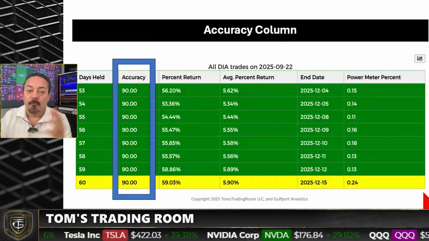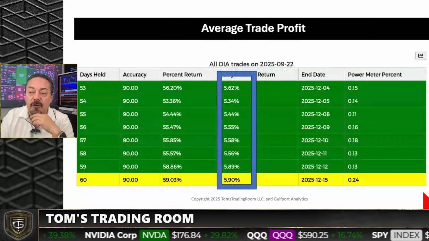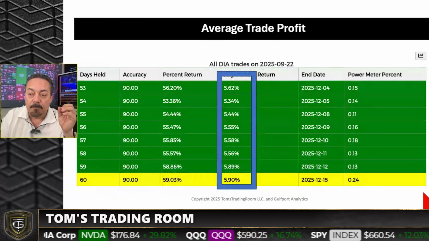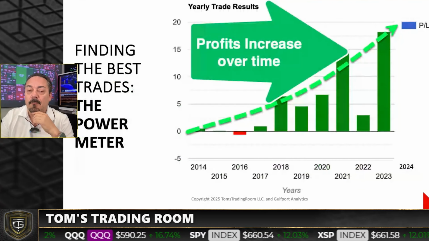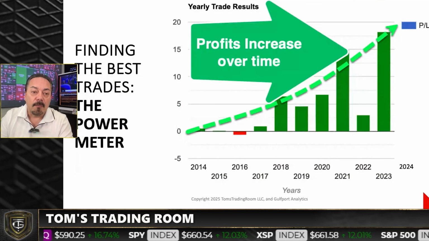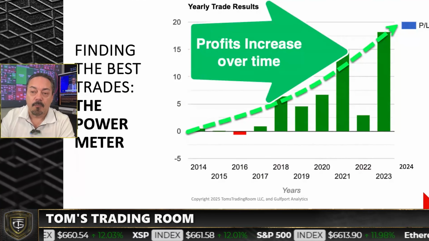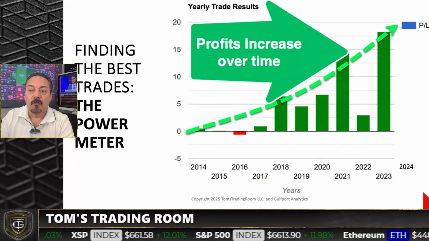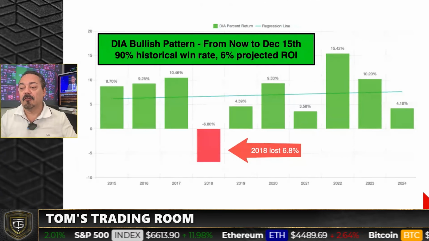My accuracy column stays the same. That's fine. I need a minimum of 90%. My average trade profit gets incredibly better if I just be a little bit patient. And more importantly, the power meter is the highest of everything that we just looked at. Profits increase over time. So when you look at this bullish pattern, it kind of sets up like this.